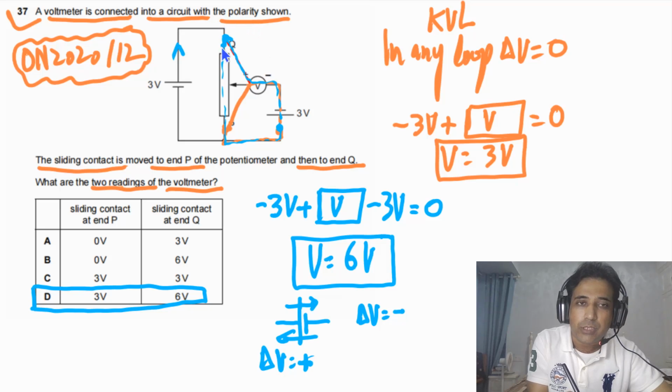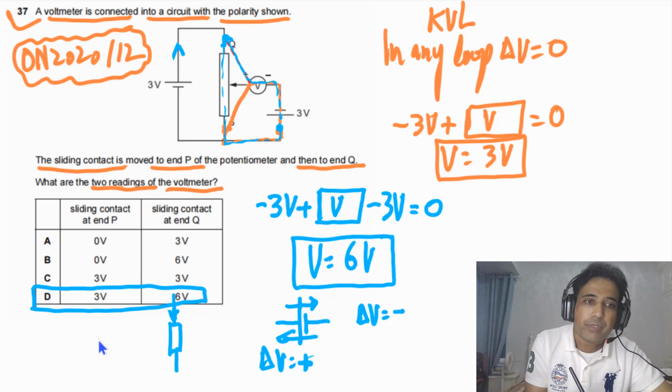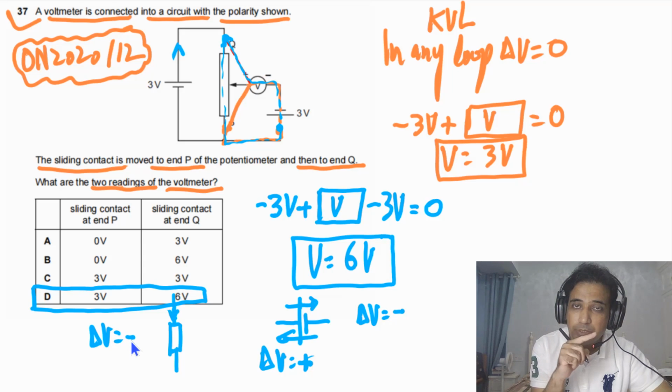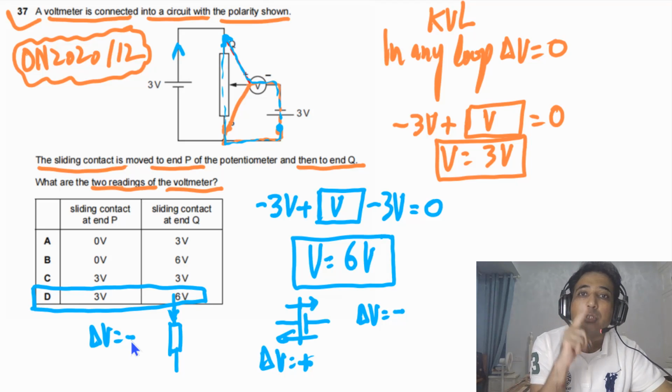And if we go in the direction of current, let's say we have this resistor, let me write down here. If we go in the direction of current, the potential will drop. So the PD will be negative, meaning the change in potential will be negative. PD is the change in potential, and vice versa is also true.